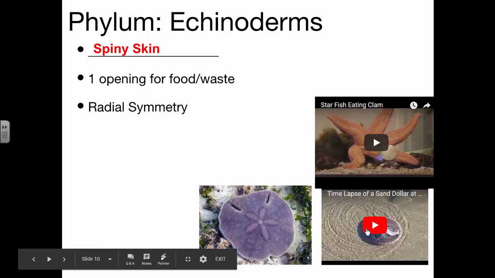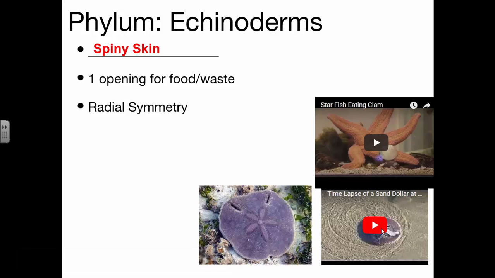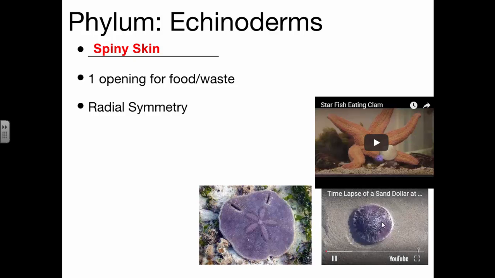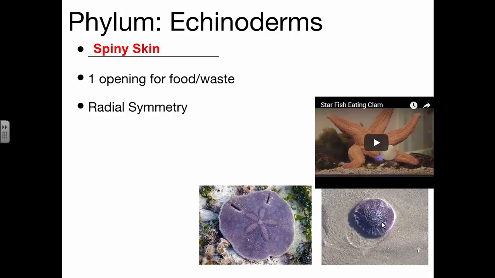This is a sand dollar actually moving. They do move. They work sort of like one of those Roomba robotic vacuum cleaners. They sort of go around the surface of the sand, and they suck up little bits of water and filter food out of that water. So they do move. What about the starfish?